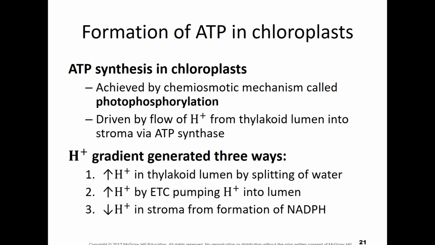This hydrogen gradient across that thylakoid membrane is generated in 3 ways. Water is split, so that increases the hydrogen ions in the thylakoid lumen. In the electron transport chain, hydrogen ions are pumped into the lumen by the electrons bouncing down those proteins of the electron transport chain. And when NADPH is formed, it sucks up some hydrogen in the stroma outside of the lumen. And so it creates this difference in hydrogen ions across that thylakoid membrane.